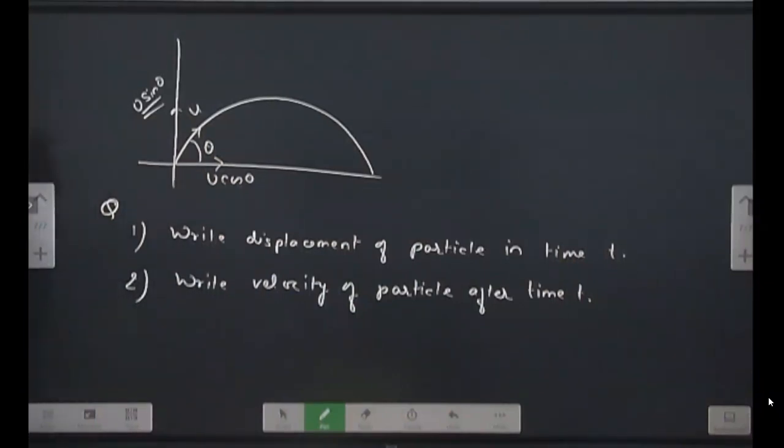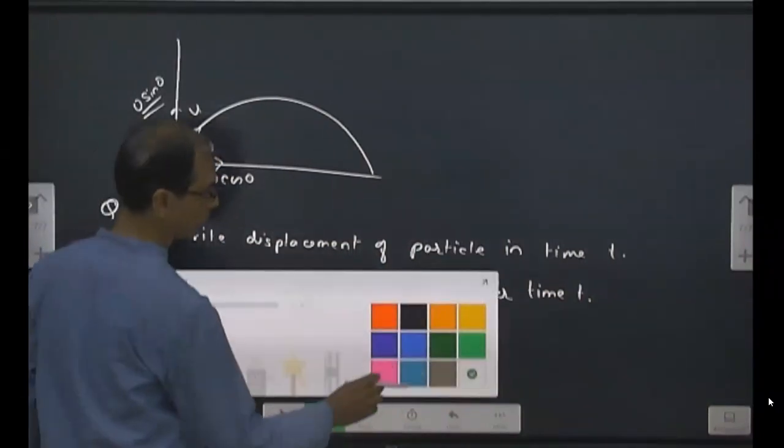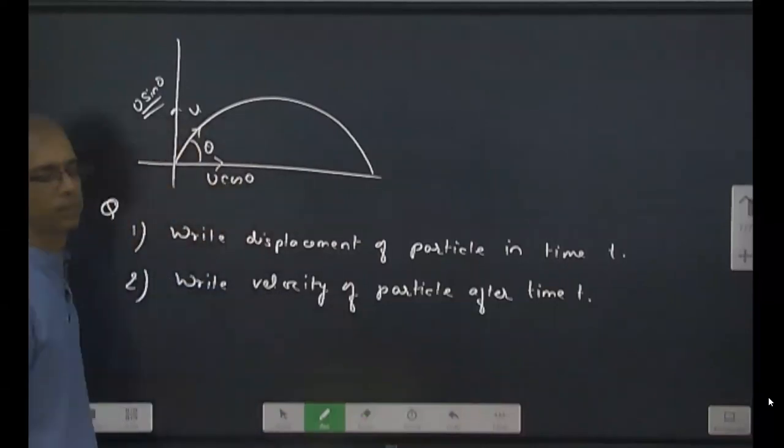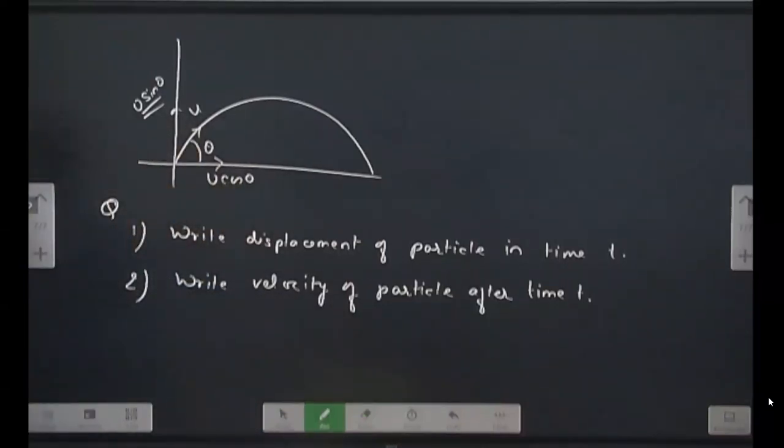Sir, the displacement will be u square sine 2 theta by g. No, beta. No. First you note the question, okay? I'll explain to you. Noted, everybody? Students, have you noted the question? Shall we start? Yes, sir.